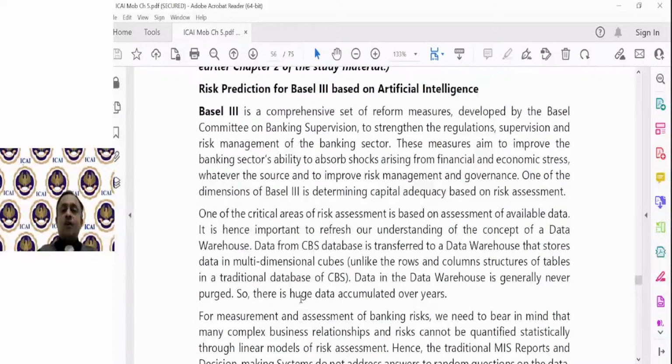So Basel 3 is a comprehensive set of reforms developed by the Basel Committee on Banking Supervision to strengthen regulation, supervision, and risk management of the banking sector. These measures aim to improve the... just give me a second.